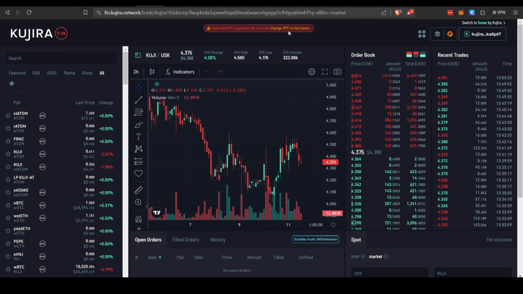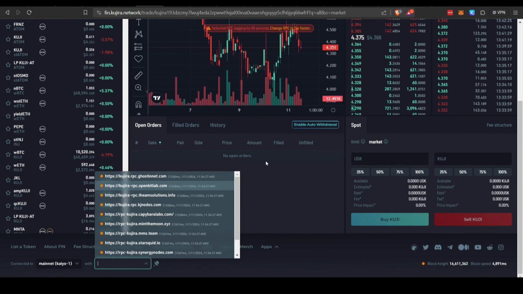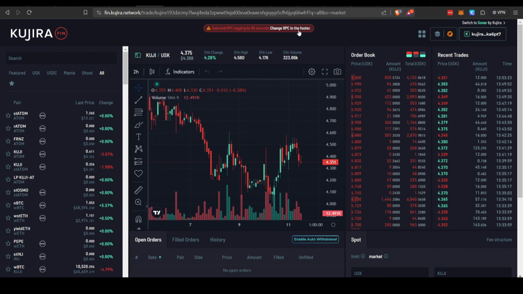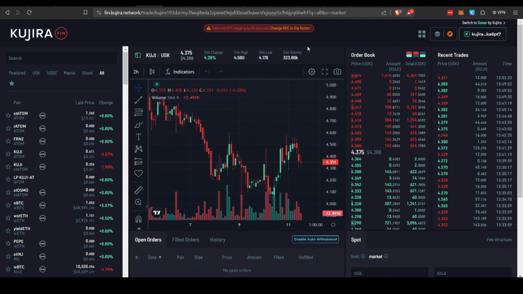This is fairly straightforward. I keep getting this error, maybe because I'm far away from where this infrastructure is. Usually these should be green, but once you click that, it should go back. But I think I have some latency here because of how far I am away from this infrastructure. All right, so that's fairly straightforward, FIN.